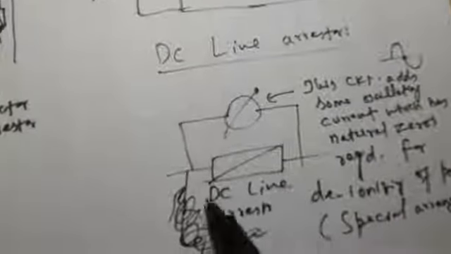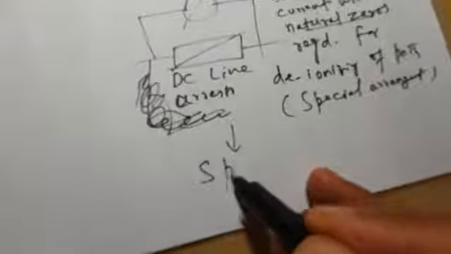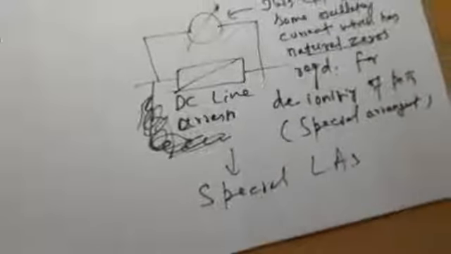So in order to deionize the path, you add a special circuit, which adds the oscillating current in this arrestor, and oscillating current has natural zeros, and at natural zero deionization of the path takes place. So therefore these are special lightning arrestors. I will write here special LAs, special lightning arrestors. So that is about overvoltage. This is complete overvoltage protection of your HVDC system.